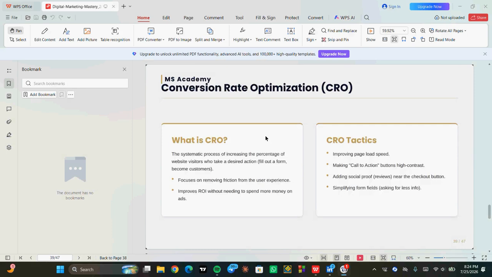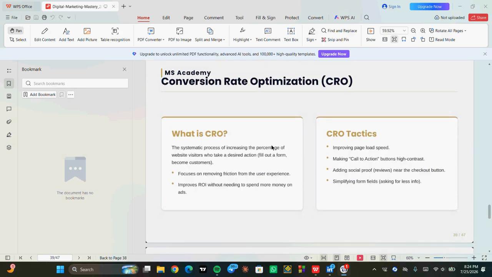Asking for less information implies that only necessary information should be asked. And when you are asking for necessary information, it's information that you will be able to use effectively for their registration. So that is what conversion rate optimization is. Conversion rate optimization and conversion rate optimization tactics that you can use to get your customers to invest in you and buy your products.